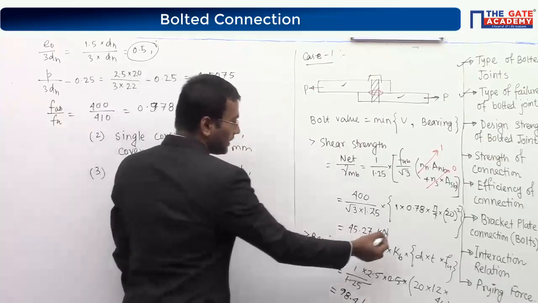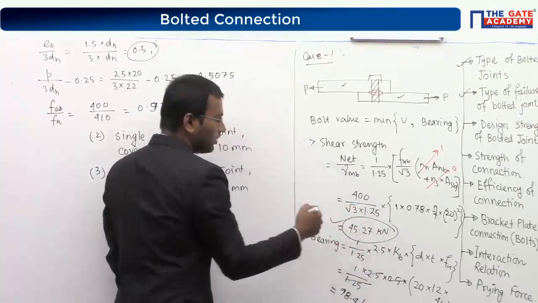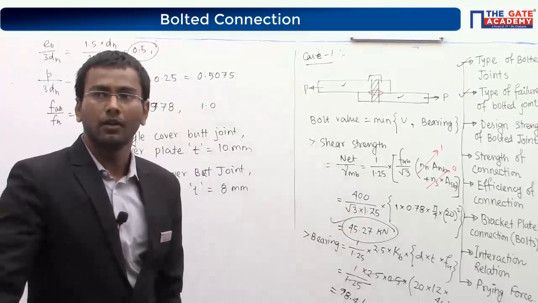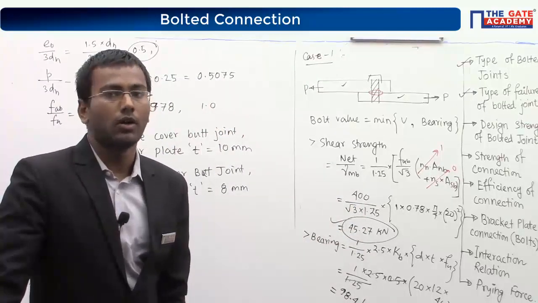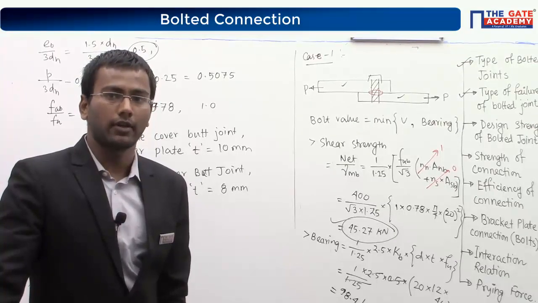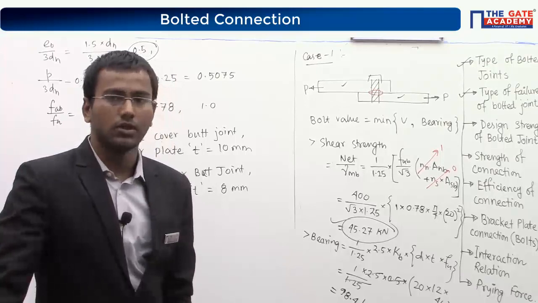This is your shear strength. So I will take the minimum value; this one is your minimum value. So for case 1, what is the strength of the joint? Strength of the joint for case 1 is 45.27 kilonewton.